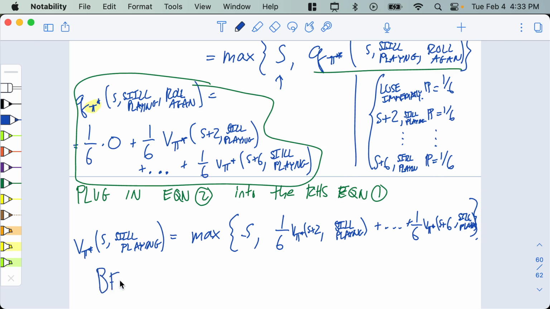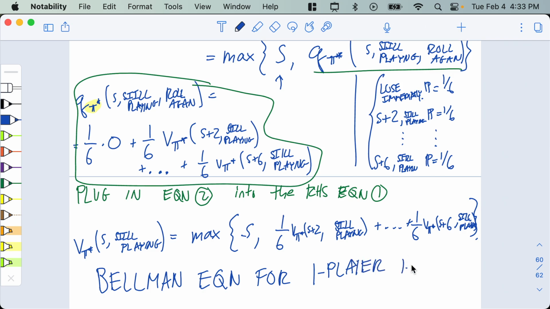And in general, you can always do this Bellman equation, I guess for the one player, one round Pig. Okay, and it tells you v pi star in terms of itself. Okay, v pi star in terms of itself. So what kinds of things can you do if you have this equation?